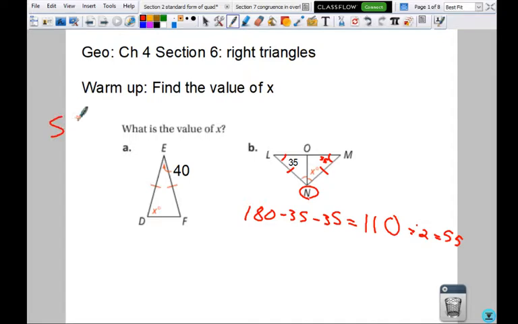So hang on. Let's write it down. We learned side, side, side. We learned side, angle, side. Angle, side, angle. What's our last method? Angle, angle, side.